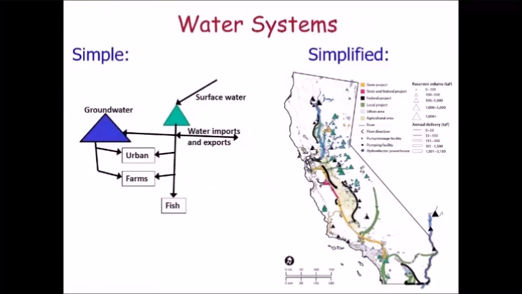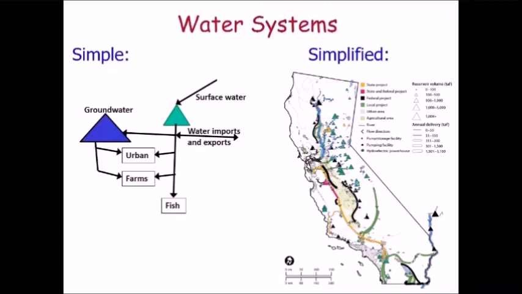So water systems, we're going to look at water supply reliability. Water systems have lots of components. So here's a really simple one. We've got a surface water flow coming in, a river flowing into a reservoir. We've got a groundwater basin that provides supplies as well. We can sometimes move water from the surface water into the groundwater. We can pump from the groundwater to supply urban and farms. And sometimes we import and export water from the system. And then we also have fish.